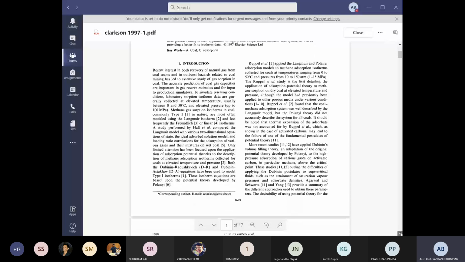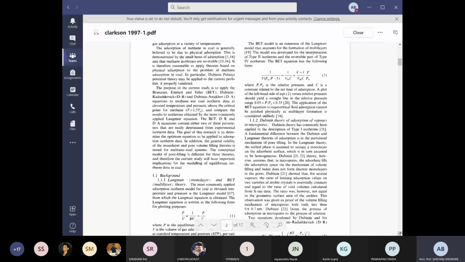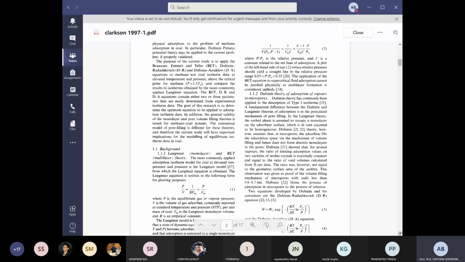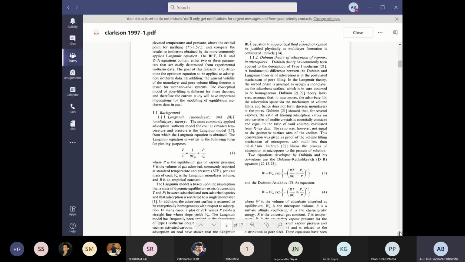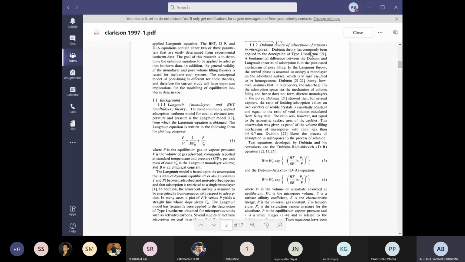Okay. Now, let us come to the background, what they have discussed. In this background, they first discussed the normal adsorption models. You can see this is the Langmuir model, which you have already learned, and the Dubinin theory of adsorption of vapors in the micropores. The parameters may be somewhat different from what you have learned, but the form of these equations is the same as we have seen in the background note.